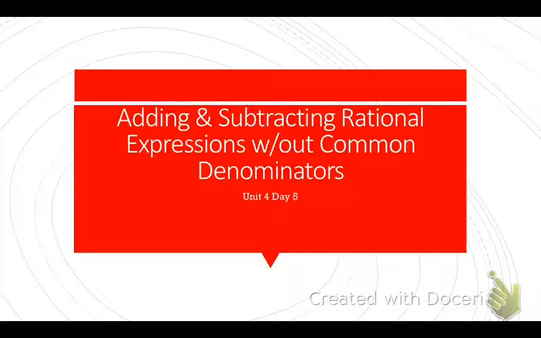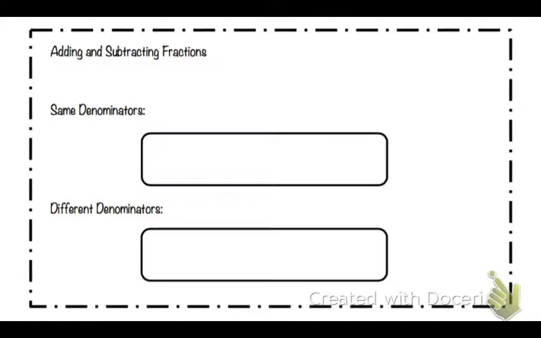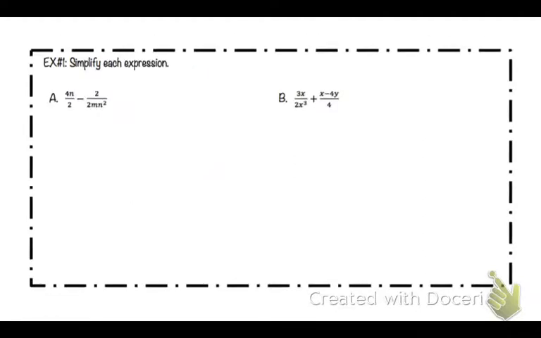Okay, adding and subtracting rational expressions without common denominators. So last time we did it with common denominators where you were just combining like terms on the top. Now we're going to do it where we have to find a common denominator and then we can combine like terms on the top. Okay, so again, same denominators mean they have the same base. Different denominators mean they have different bases. That's the only difference here, okay?